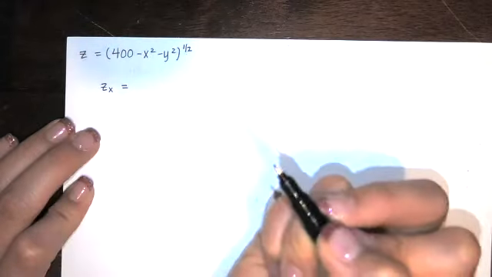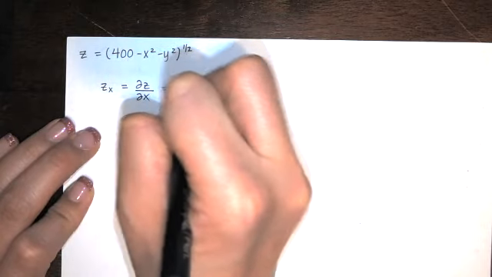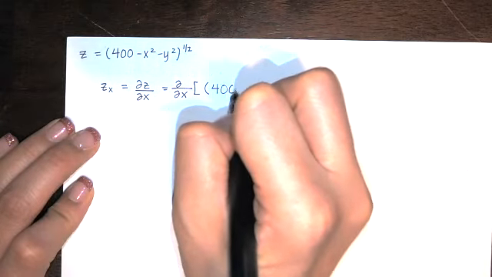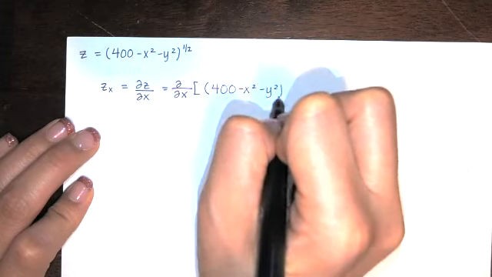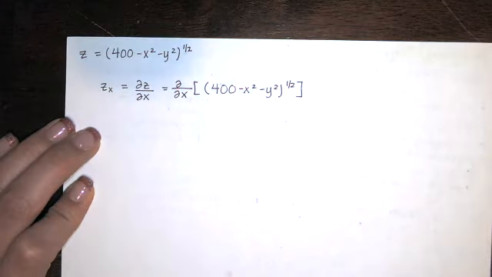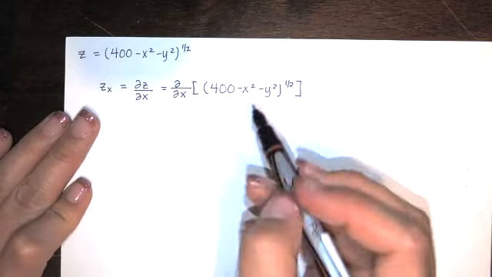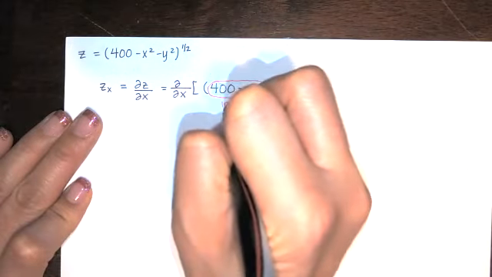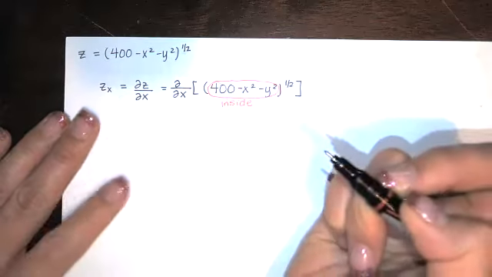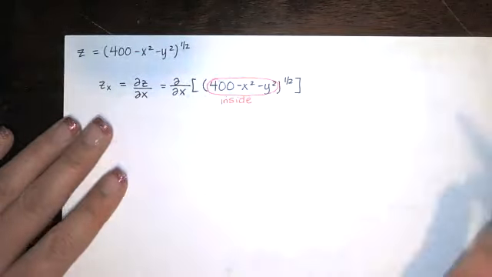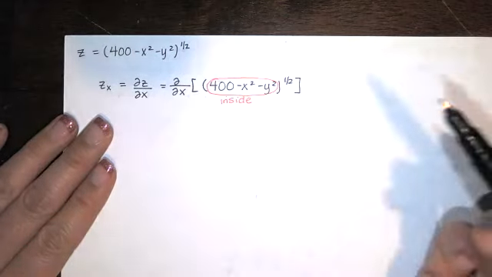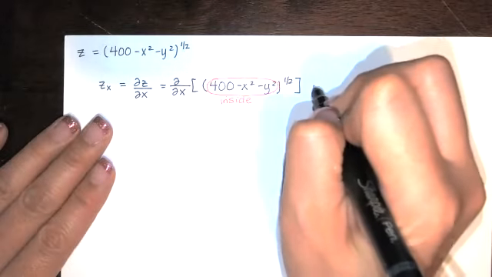So we can notate that this way, or you can use Leibniz notation if you prefer. On the partial derivative of z with respect to x, that means we're differentiating with respect to x and treating y as a constant. Now, when I look at this, what I see is a function raised to the 1/2 power. So I've got an inside function raised to the 1/2 power. That means I have to use the chain rule from Calculus 1. Anytime you have a function nested inside another function, you have to use the chain rule.